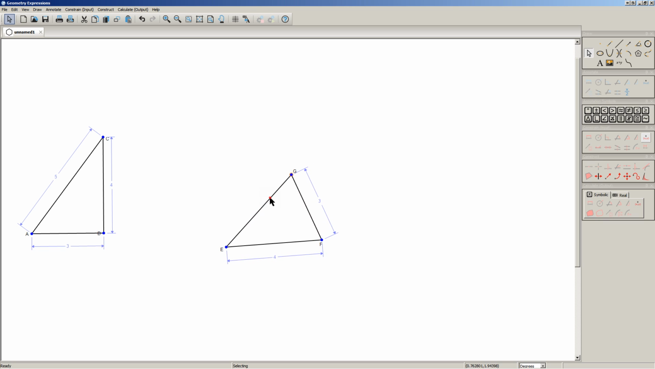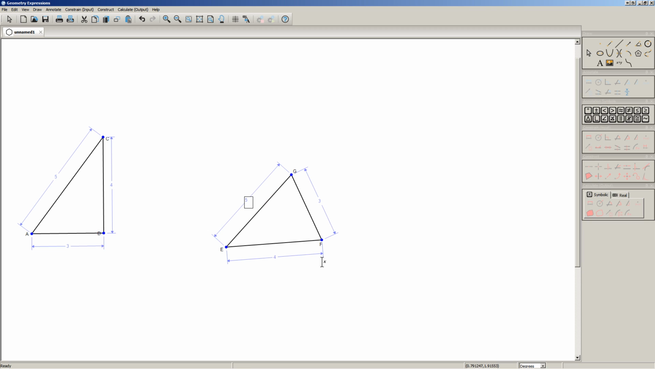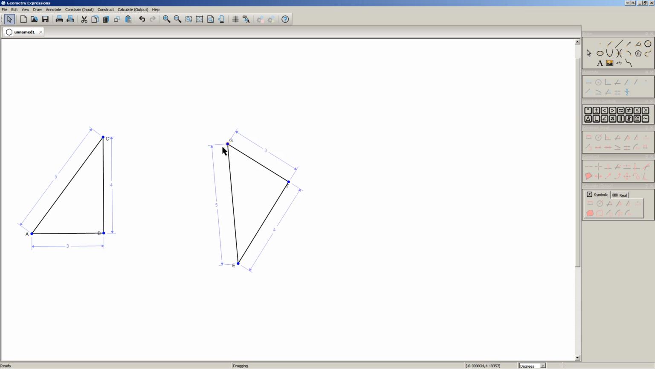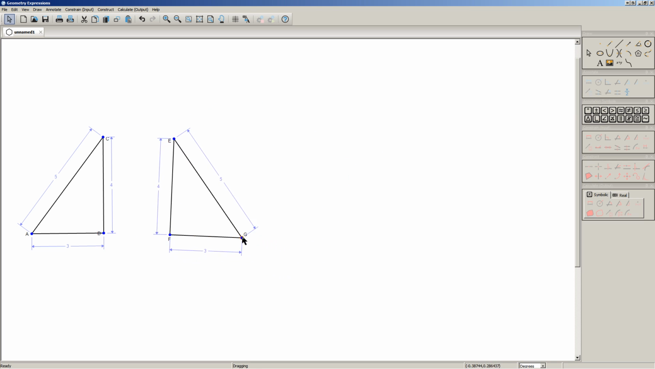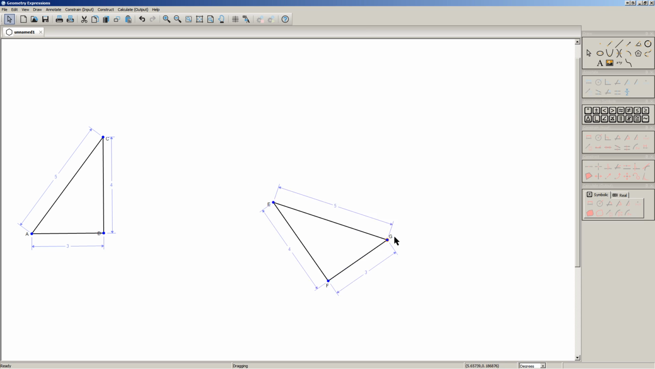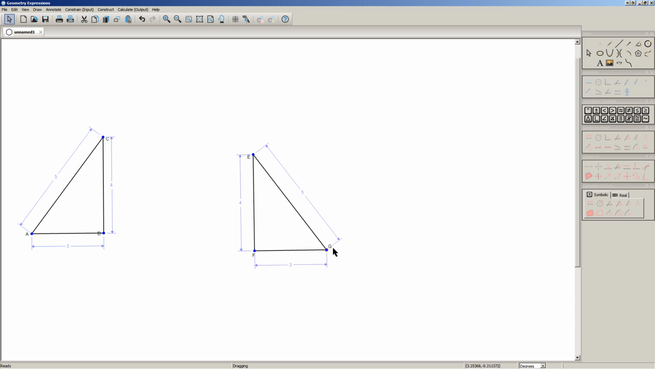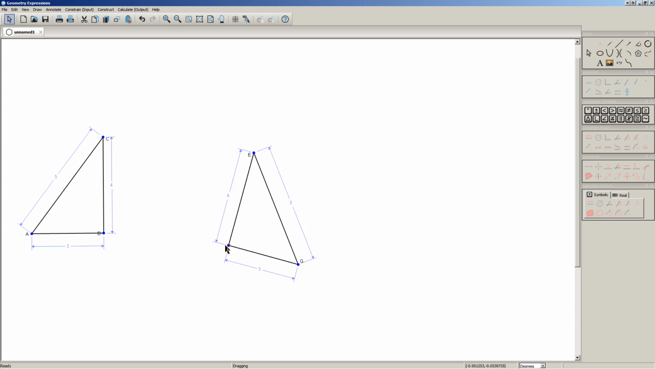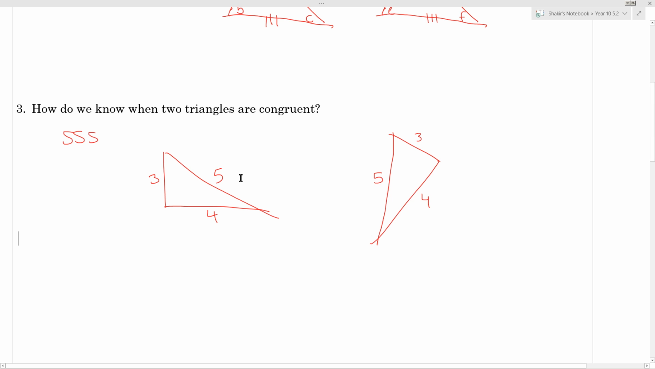But as soon as I say the third side is 5, remember 3, 4, 5? That triangle is 3, 4, 5. As soon as I say this is 3, 4, 5, now look, it doesn't matter what I do, I can't change the shape of that triangle. This triangle is identical. Those two triangles are completely identical. Absolutely identical. So yeah, side, side, side. And so you can see that's the first test.